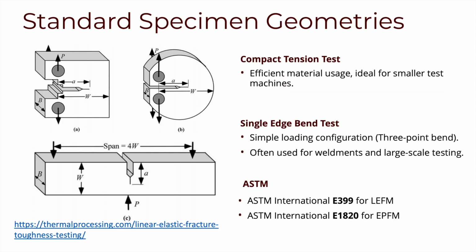To measure fracture toughness in a consistent and reliable way, we use standardized specimen geometries. Two of the most common configurations are the compact tension specimen and the single-edge bend specimen. The compact tension test is efficient in terms of material usage and is widely used in laboratory settings. The single-edge bend test uses a simple three-point bending setup and is often preferred for larger samples or weldments.